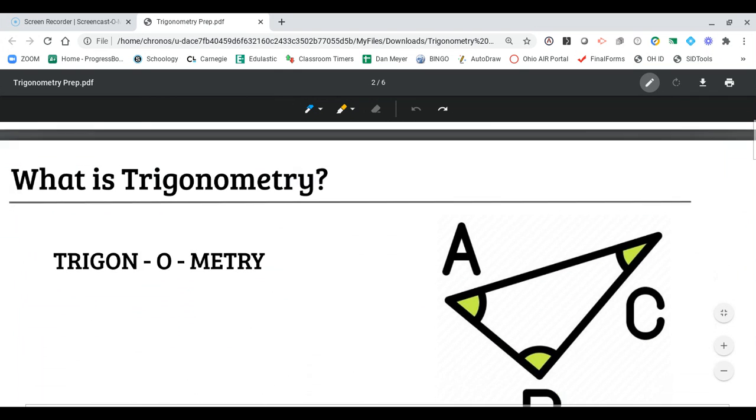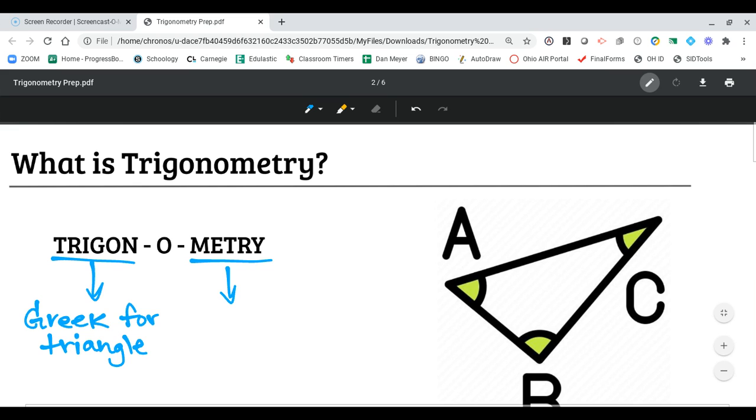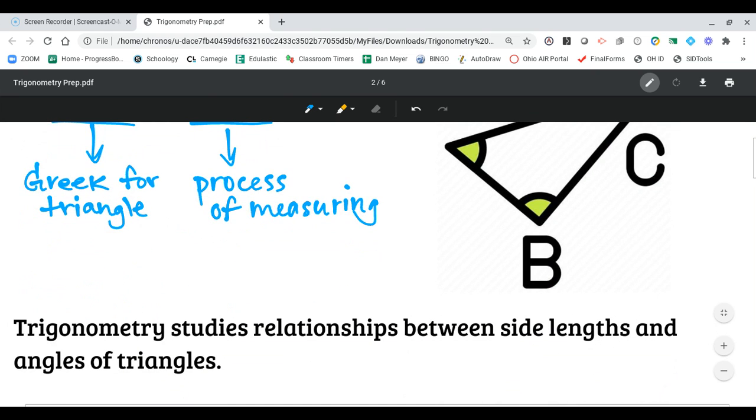So first, what is trigonometry? Trigon is Greek for triangle. You guys could have guessed that based on the picture on the screen. And then anytime you see metry, which you definitely have seen before, that is the process of measuring. So if we put those two pieces together, trigonometry studies relationships between side lengths and angles of triangles.